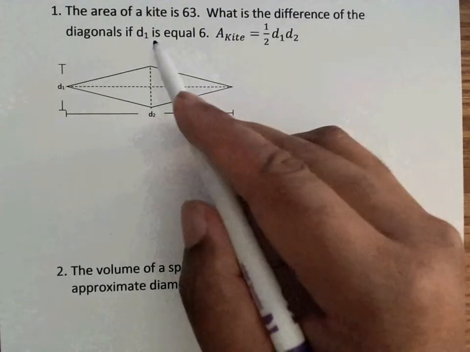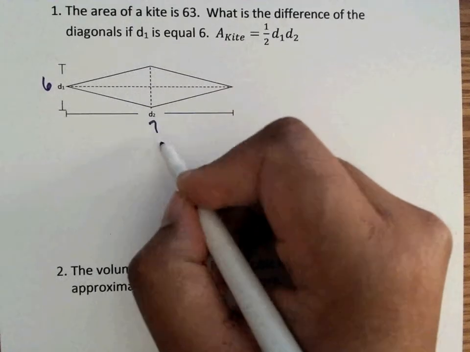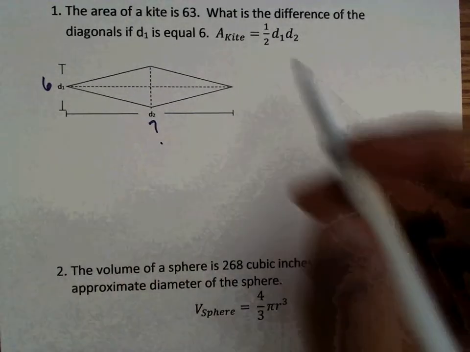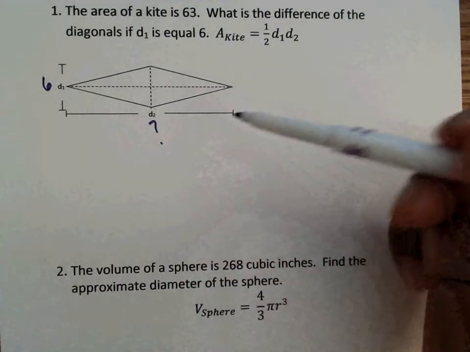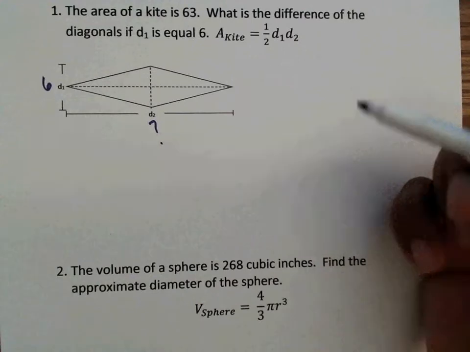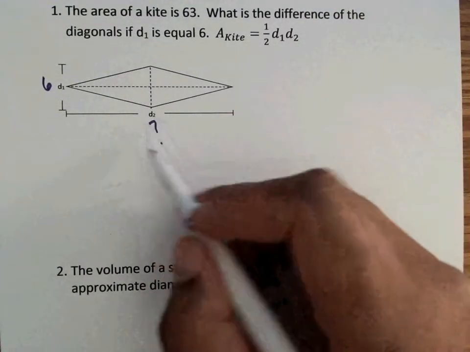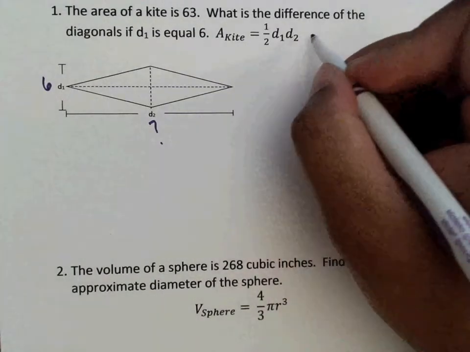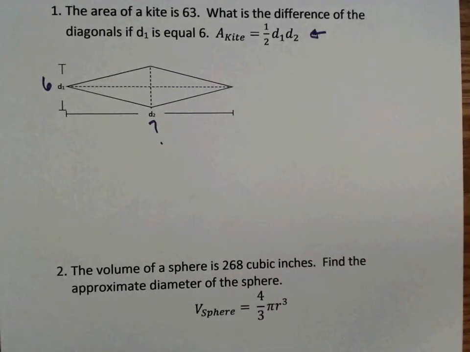So we already know diagonal 1 is 6, but we don't know diagonal 2. And we want to find what is the difference of the diagonals. So we want to find out what is the difference. So we need to do what? Subtract. So difference is going to be subtract. But before we do that, we have to know what D2 is. So we're going to use this formula to help us figure out what D2 is.